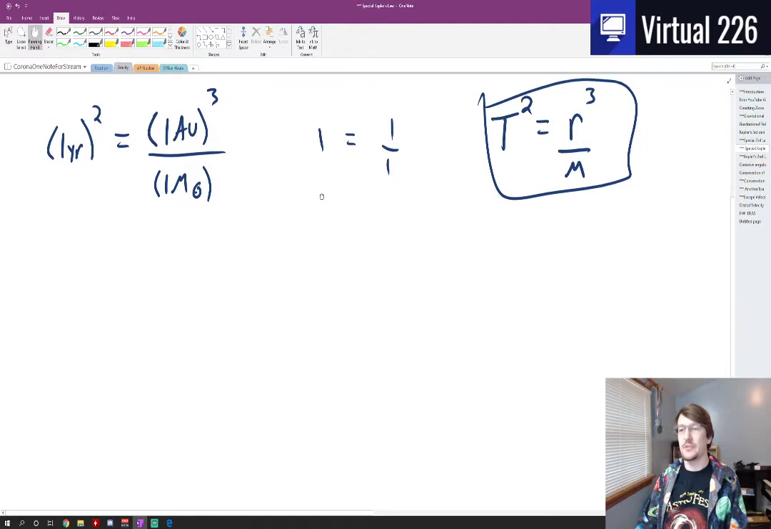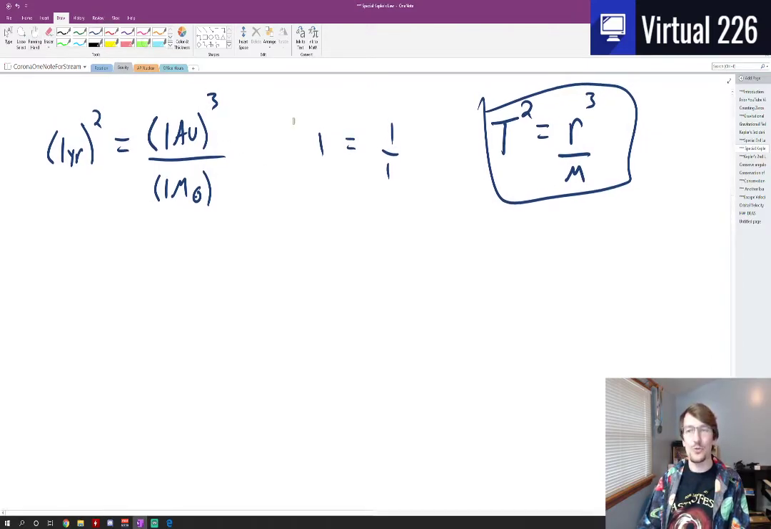This also does some nice stuff for us, because if we are in our own solar system, you don't even need this mass, because it's always just the mass of the sun. If you're in some other solar system where it's got a larger star, then yeah, you need to put something else in there.